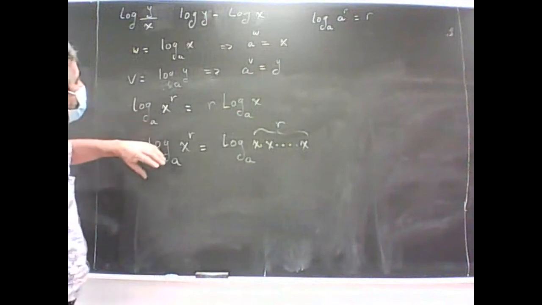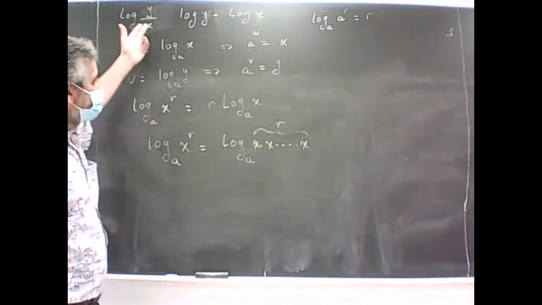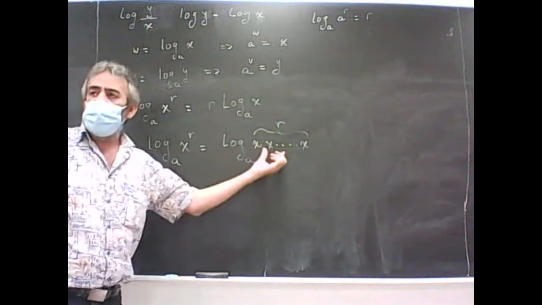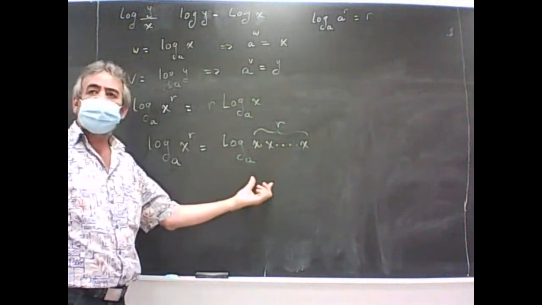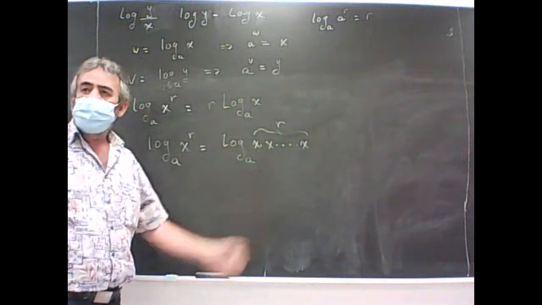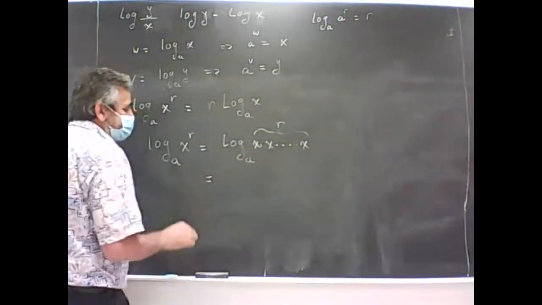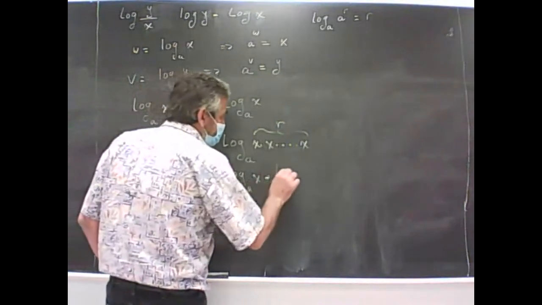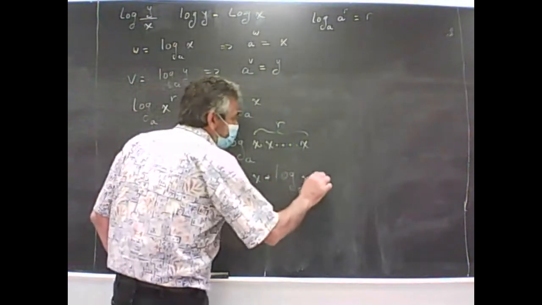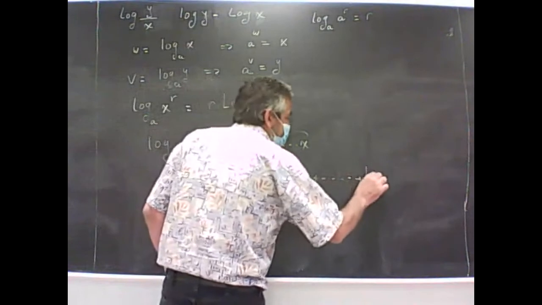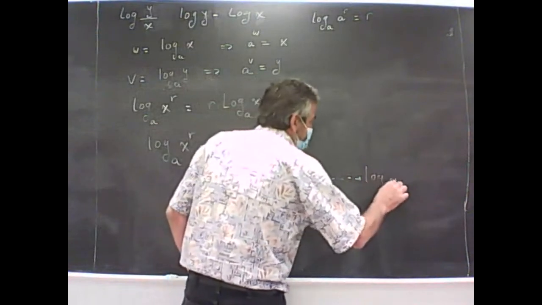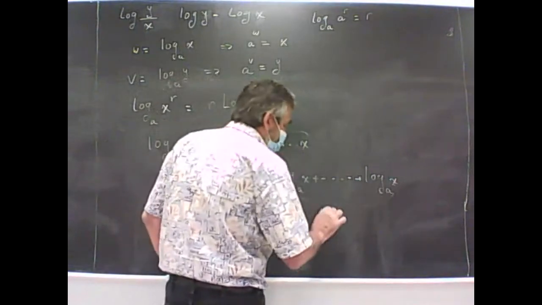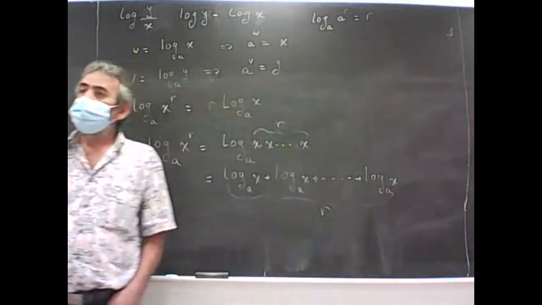Based on the rules of multiplication, we said the log of the product equals the sum of the logs. So instead of leaving it like that, I can say this is log base a of x plus log base a of x plus ... plus log base a of x. And all of these are, how many times? r times. Yep.